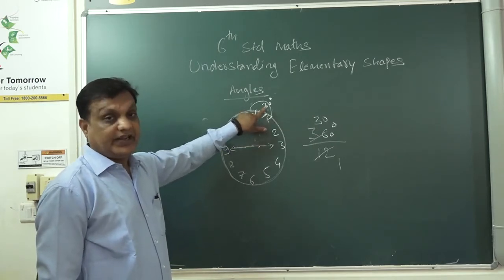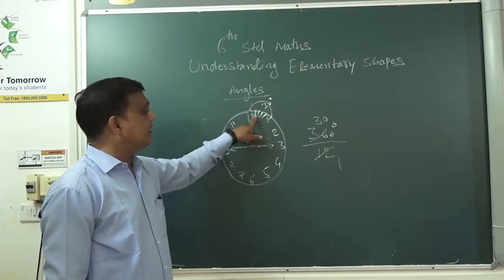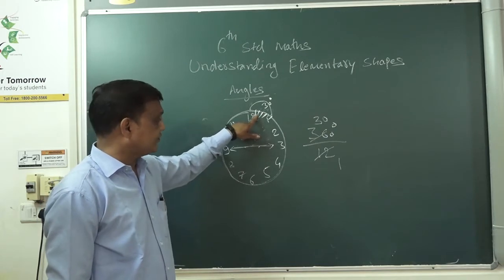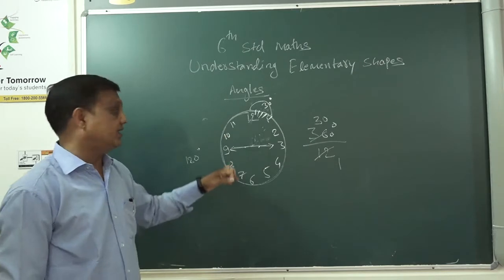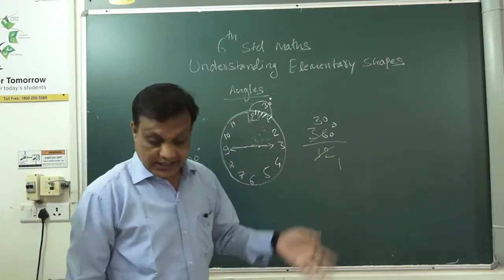30 degrees. If I ask you, from 12 to the small one line, which is indicated for the second in the clock, or you can say minute for the minute hand and second for the second hand, so each is what? 6 degrees. That we will learn in the next class.